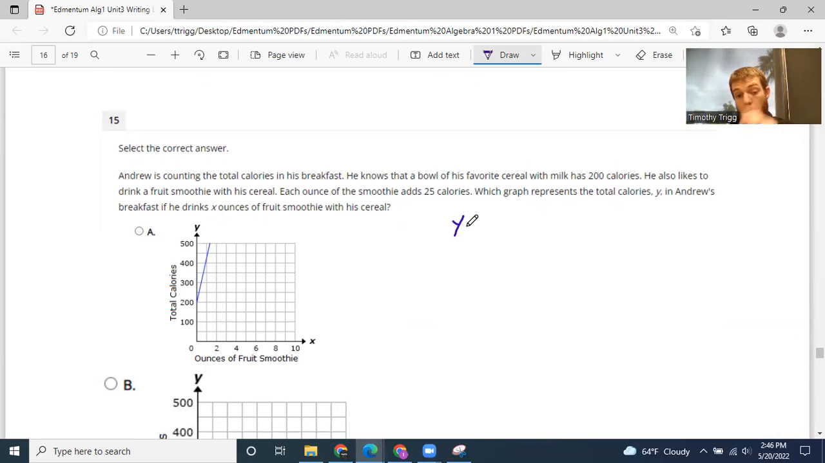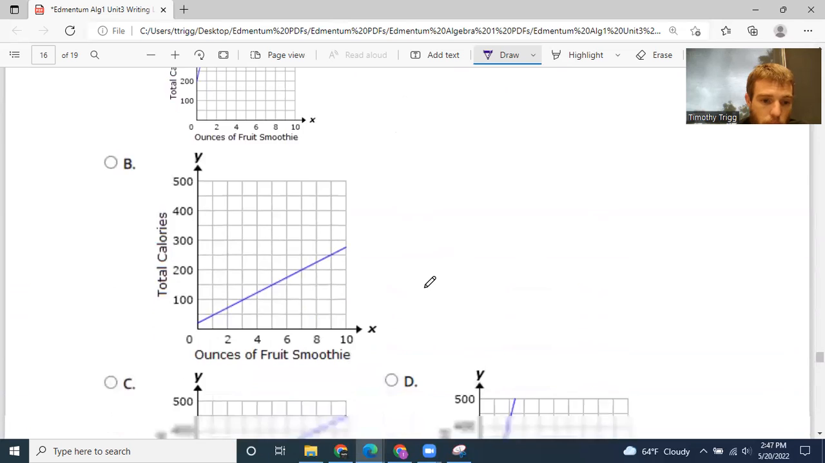So here we're going to have Y equals, so the number of calories equals. Now for the smoothie, it's 25 calories each ounce. So for each something or per something, that's going to be your slope. And your starting amount is 200 calories. So he's eating the cereal, whose calories don't change. Okay, figure out which of these shows that correctly.